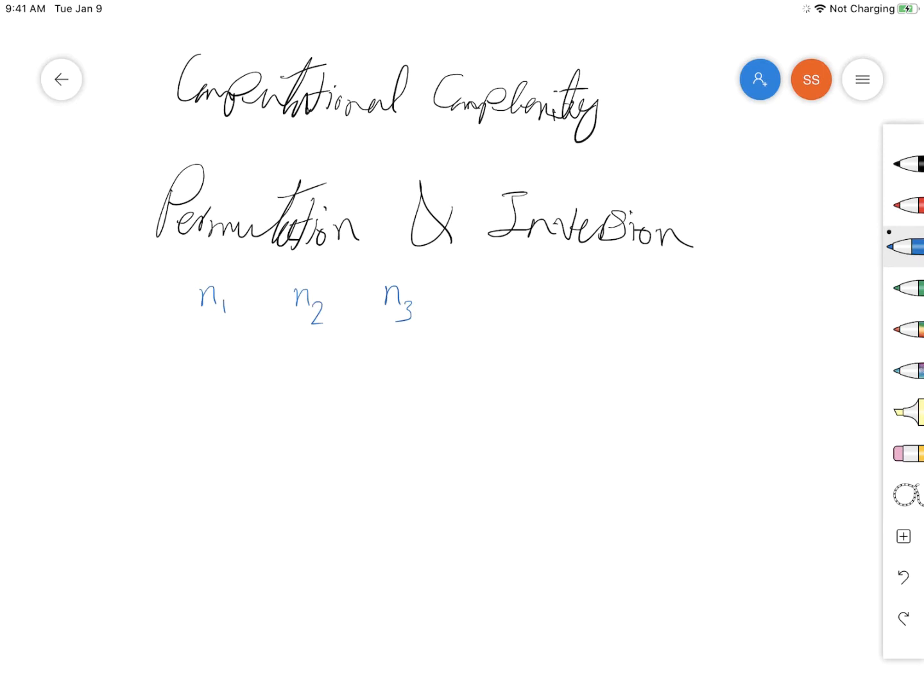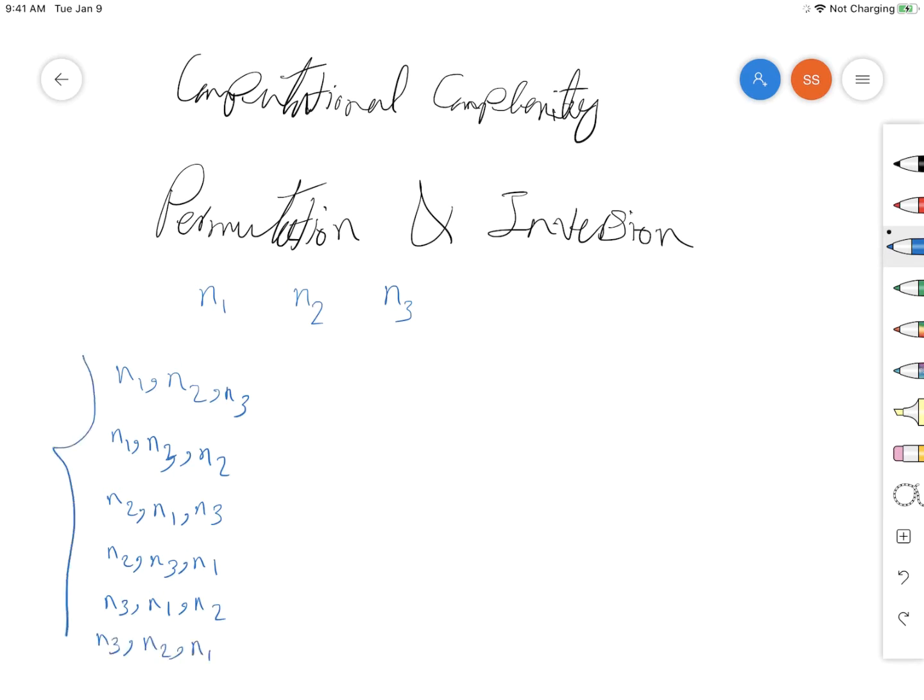The permutations of these numbers can be this triple: n1, n2, n3, or n1, n3, n2, and n2, n1, n3, n2, n3, n1, and finally n3, n1, n2, and n3, n2, n1. As you see, there are 6 permutations for these three numbers.